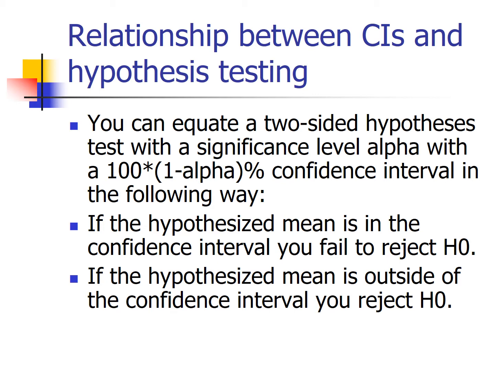So making it a little less jargony, a hypothesis test at the 0.05 level would correspond to a 95% confidence interval. A hypothesis test at the 0.10 level would correspond with a 90% confidence interval. And the way that you relate these two things is this: if the hypothesized mean is in the confidence interval, you fail to reject the null hypothesis. And if the hypothesized mean is outside of the confidence interval, you reject the null hypothesis.